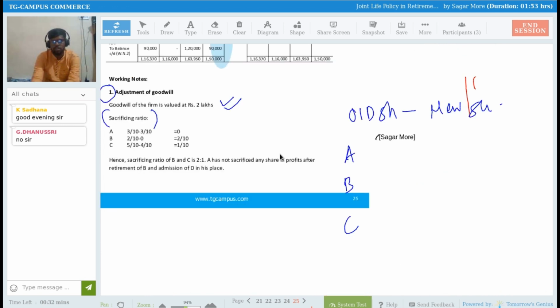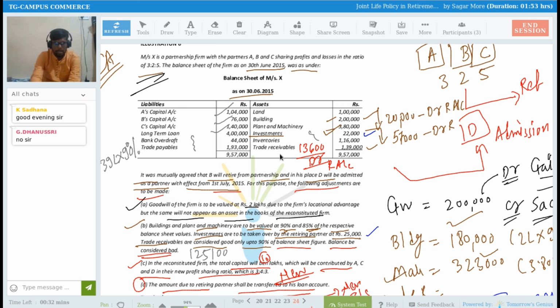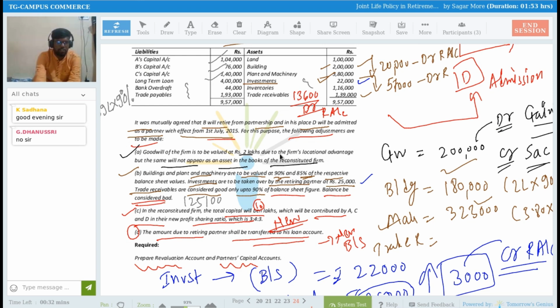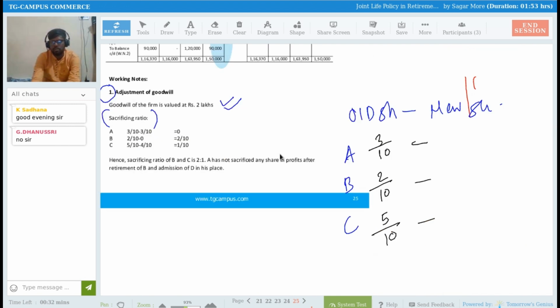3/10, 2/10, and 5/10, minus their new profit sharing ratio, sir. So what is the new profit sharing ratio? That is also given in the question, right? The new profit sharing ratio of A, C, and D, because B is a retiring partner, is 3:4:3. So that is 3/10, 4/10, and 3/10. Am I correct? Please tell me.